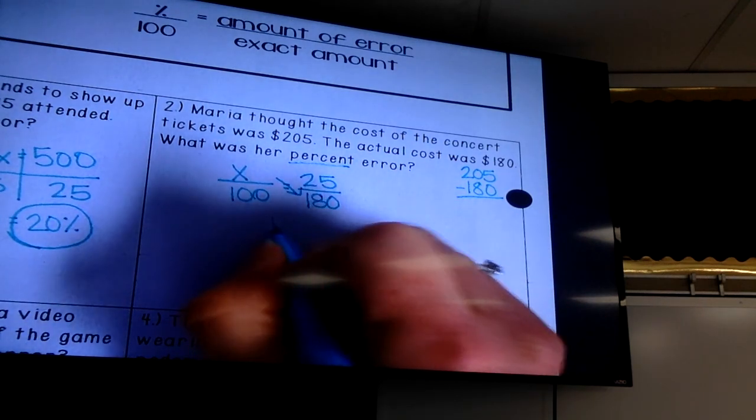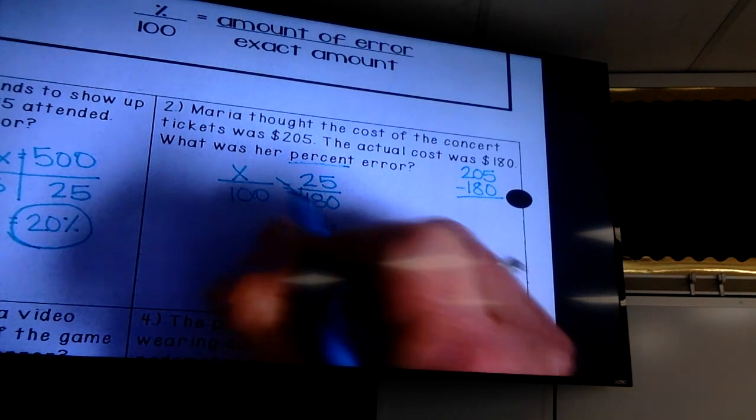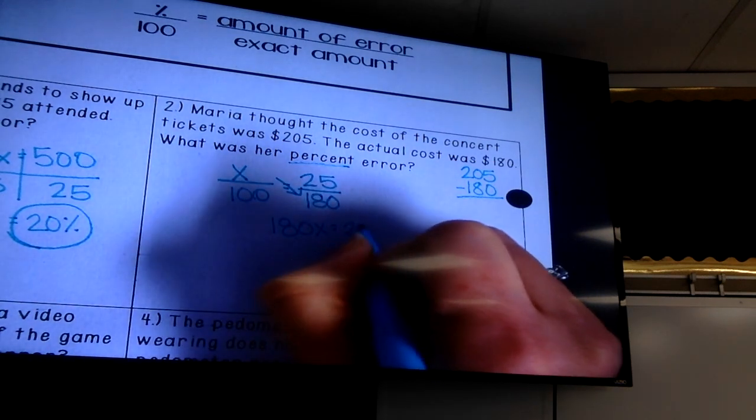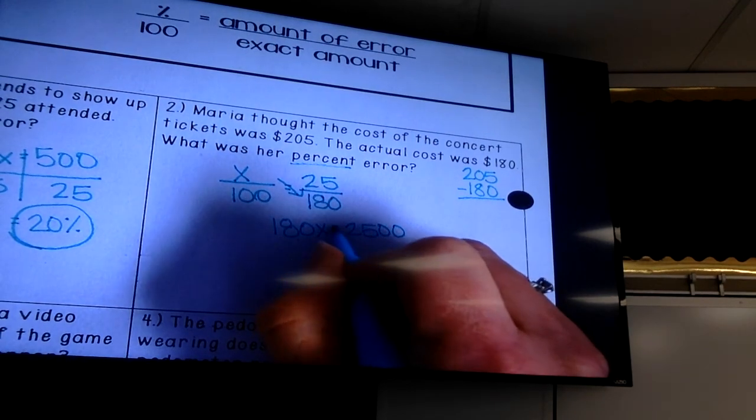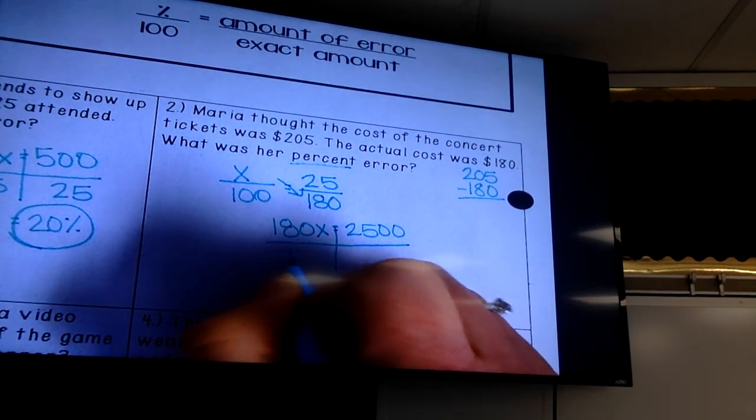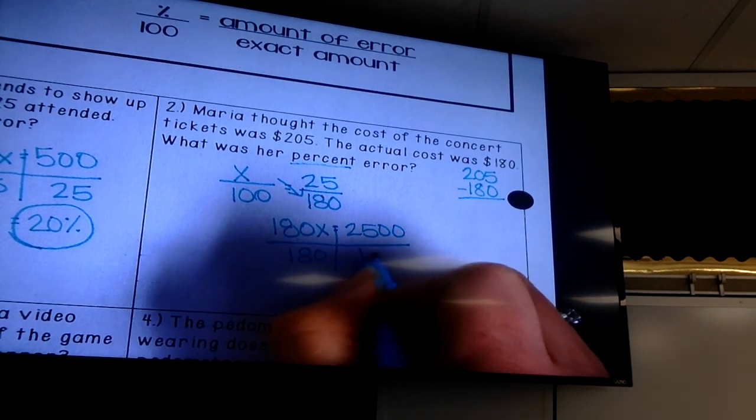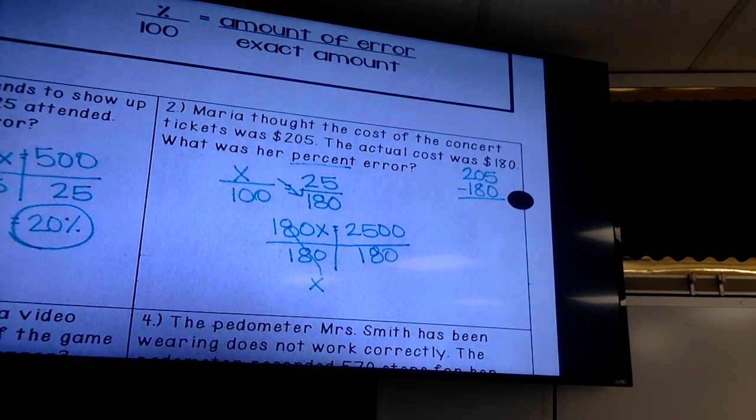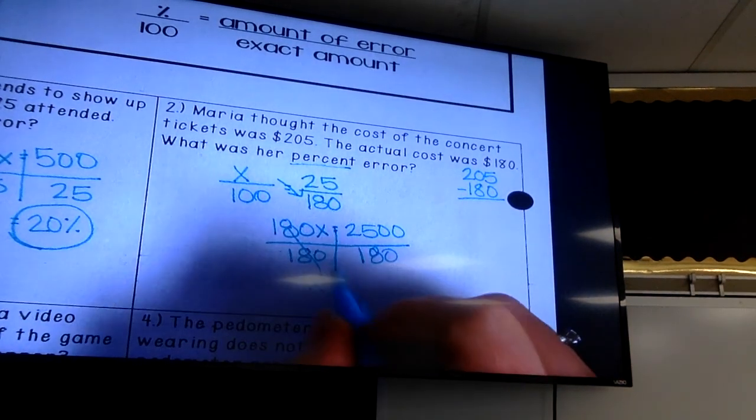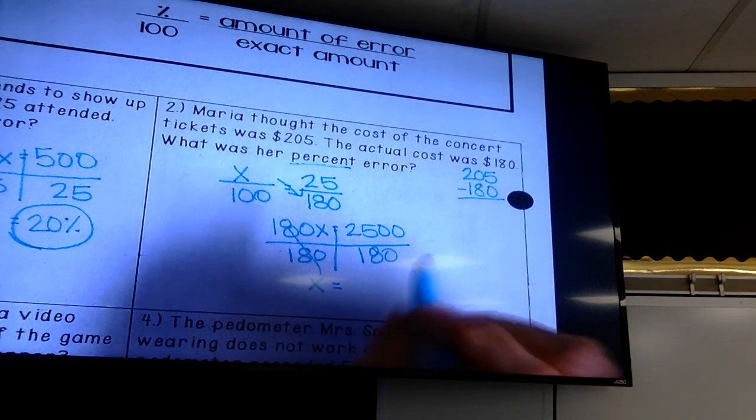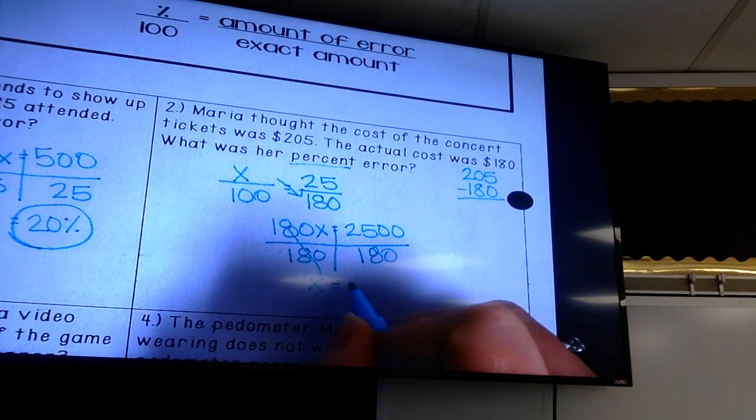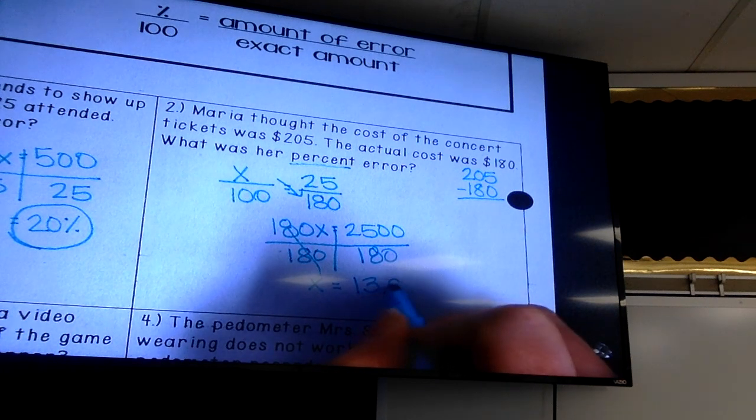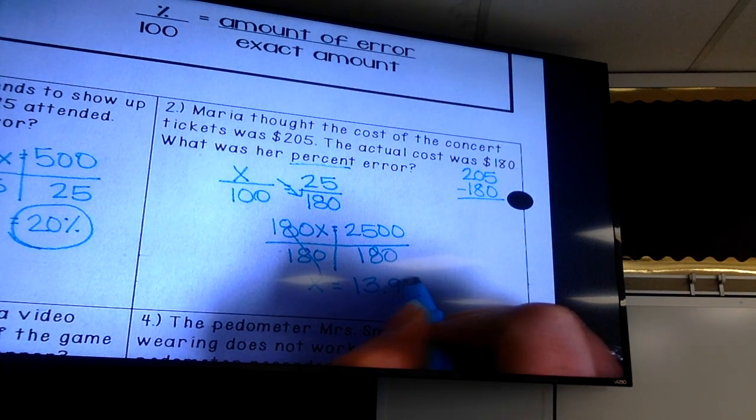I'm going to say 180 times x is 180x, and 100 times 25 is 2,500. Then if I want to get the x by itself, I need to divide by 180 to get it away from each other, because right now they're being multiplied. So I'm going to say 2,500 divided by 180. This one doesn't tell us what to round to, but let's do the same thing as last time. Let's round to the 10th spot. So I see 13.88888, so it keeps repeating. So if I round, that would be 13.9%.